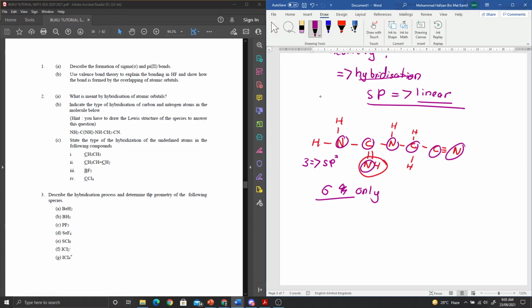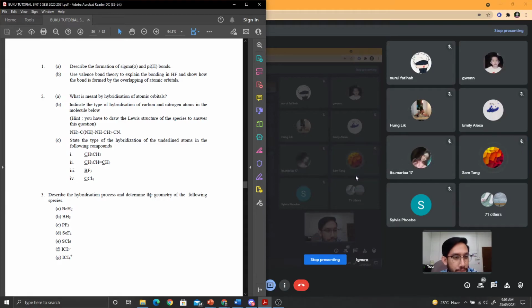And then look at this carbon, ada berapa sigma bond? 1, 2, 3, 4 ke? Ataupun 3 ke? 4. So remember, we only look at sigma bonds. Okay ke soalan 2B tu? Sir, yeah.